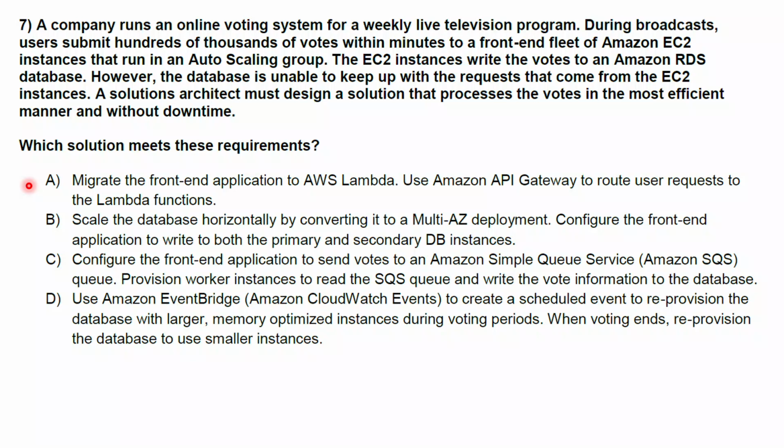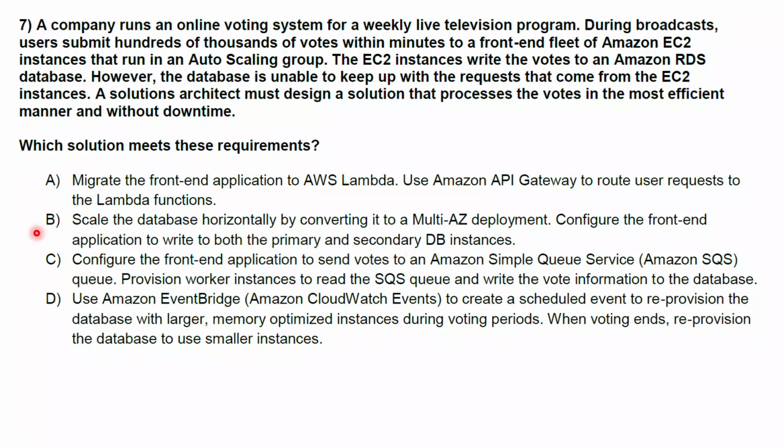However, migrating the front end is not going to help here because our issue is in the backend, not in the front end. Choice B asks us to scale the database horizontally by converting it to a multi-AZ deployment and configure the front-end application to write to both primary and secondary DB instances.